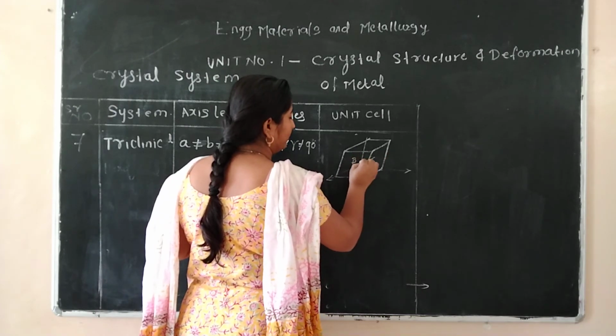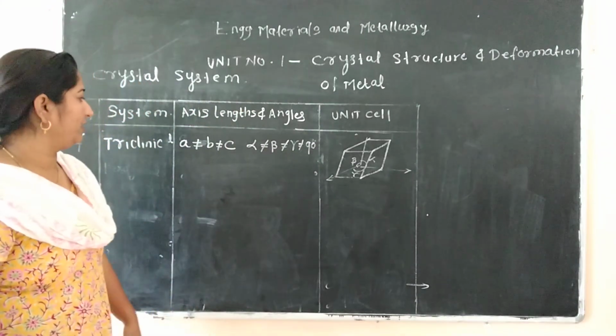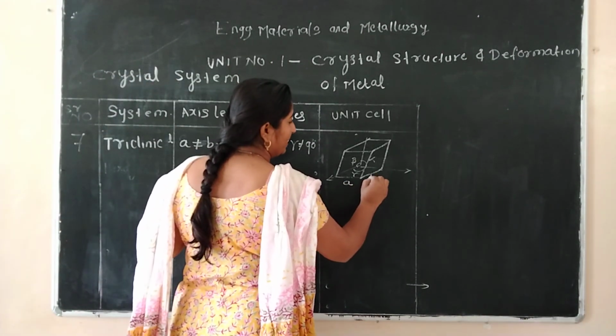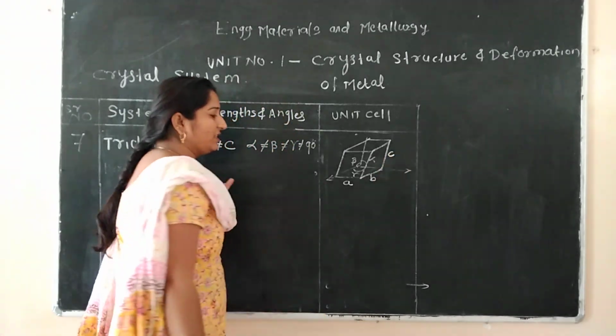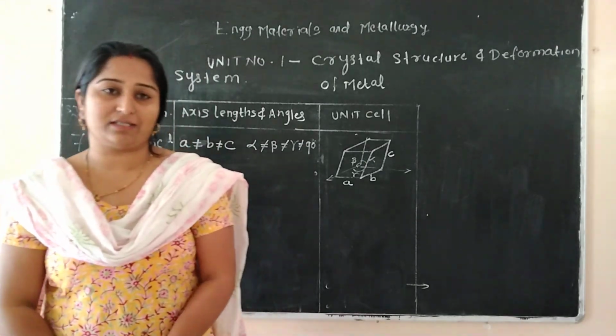Beta and gamma, all these three angles are not 90 degrees, and a is not equal to b is not equal to c, meaning length, height and width are also not the same. This is all about the crystal structure.